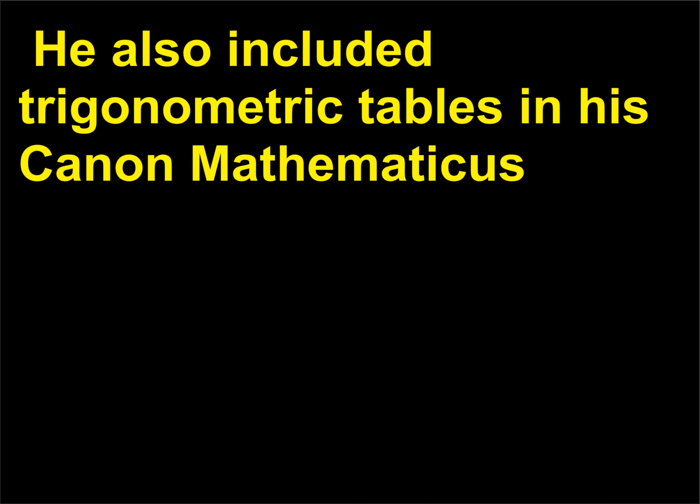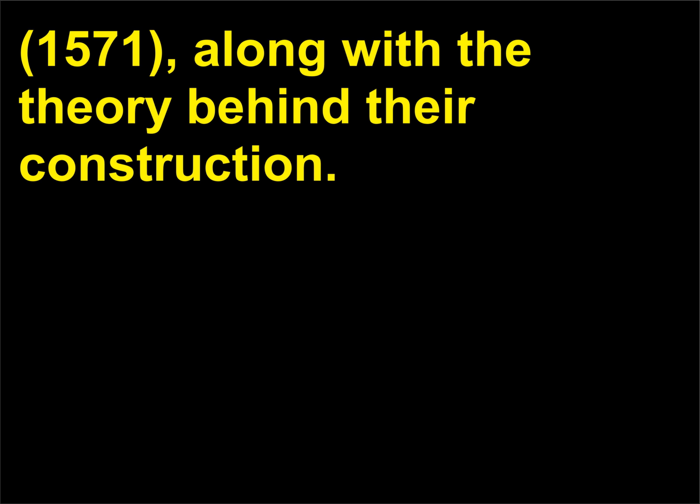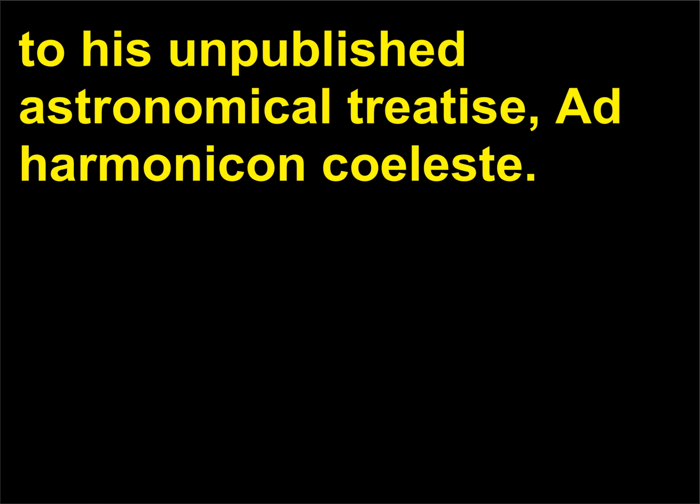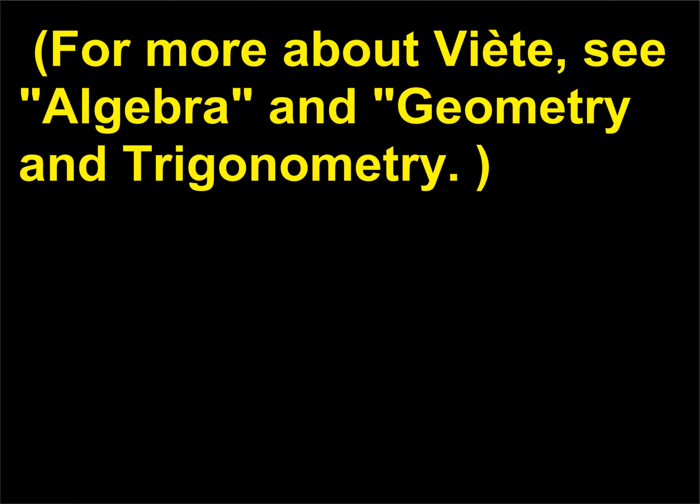He also included trigonometric tables in his Canon Mathematicus, 1571, along with the theory behind their construction. This book was originally meant to be a mathematical introduction to his unpublished astronomical treatise, Ad Harmonicon Coelestem. For more about Viète, see Algebra and Geometry and Trigonometry.